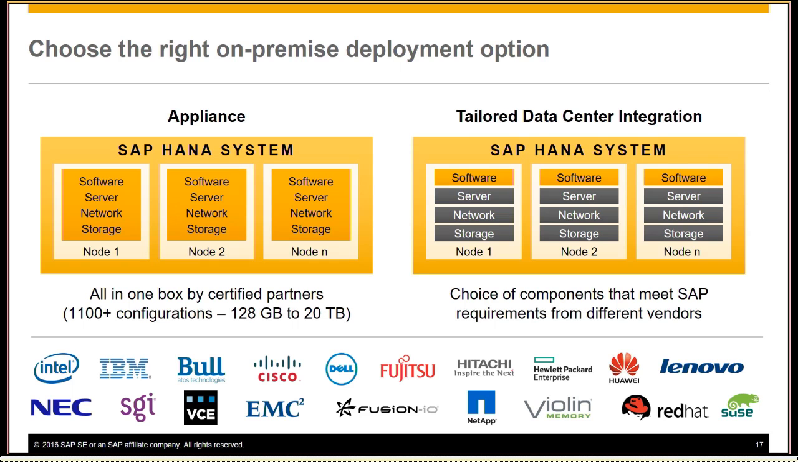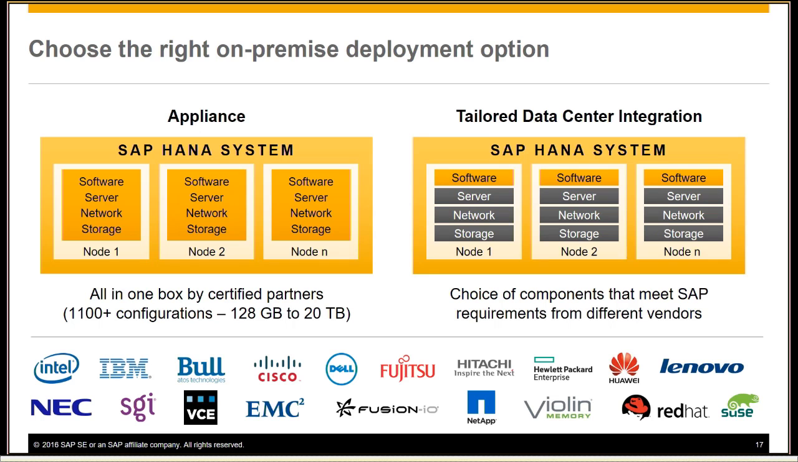So as of today, we have appliances ranging from 128 GB of memory all the way to 20 terabyte appliances. And we also have the ability to scale out, which I'll cover, so that you come to know how you can scale beyond 20 terabytes. So this is on the appliance side.